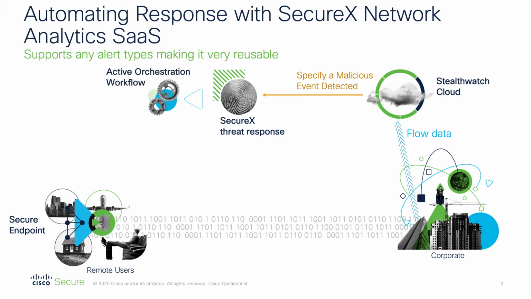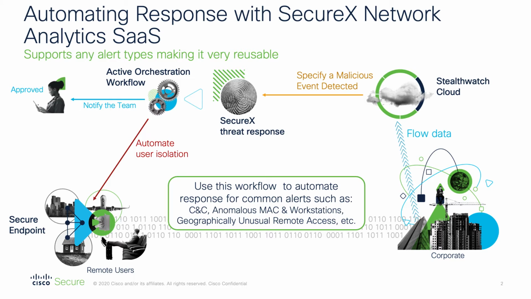And then, based on this orchestrator, we can do an automated user isolation with Secure Endpoint, formerly known as AMP, to isolate these hosts and prevent the threat from spreading inside a network. And finally, we can notify the teams, either using ServiceNow or WebEx Teams. In this example, we're going to see WebEx Teams.